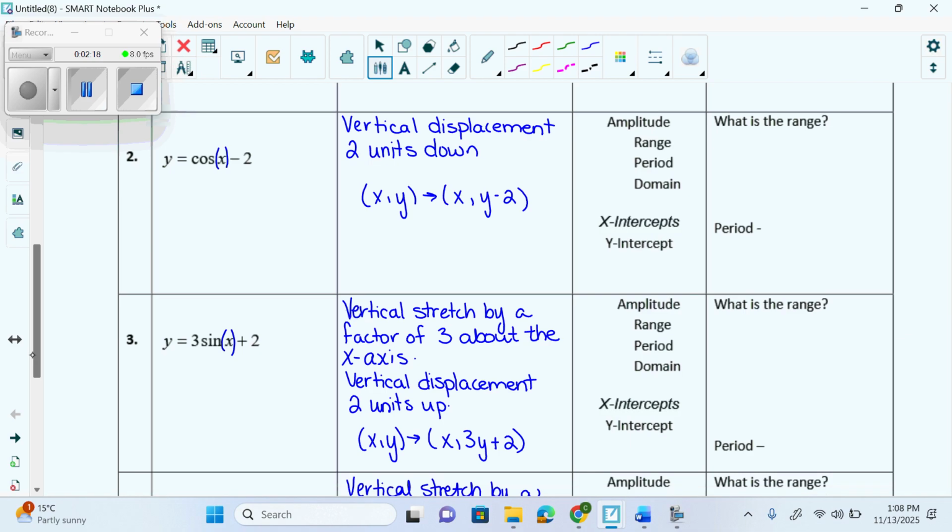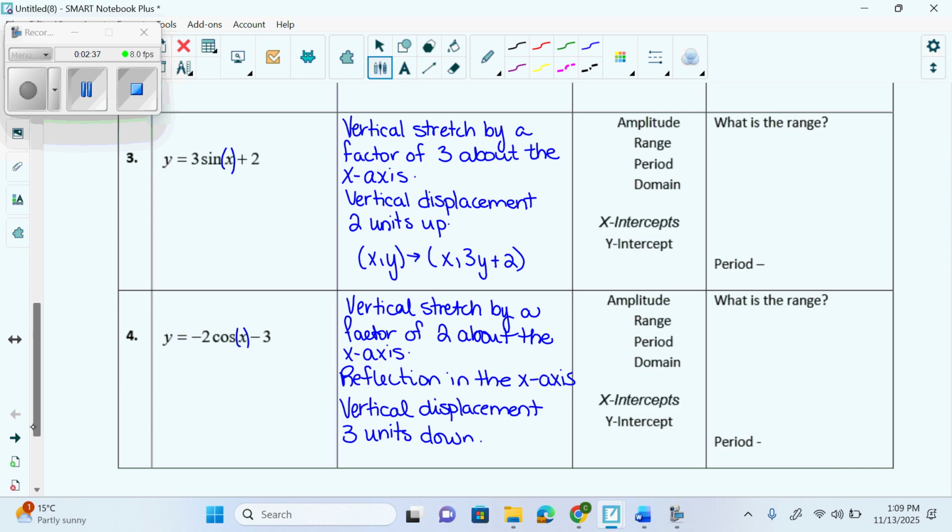Okay. 3, vertical stretch by a factor of 3 about the x-axis, and a vertical displacement 2 units up. So our xy mapping becomes x comma 3y plus 2. And then number 4, we have a vertical stretch by a factor of 2 about the x-axis. Because it's negative, we have a reflection in the x-axis. And then we have a vertical displacement 3 units down. And then our mapping, xy becomes x comma negative 2y minus 3.